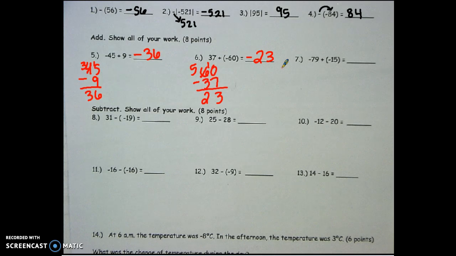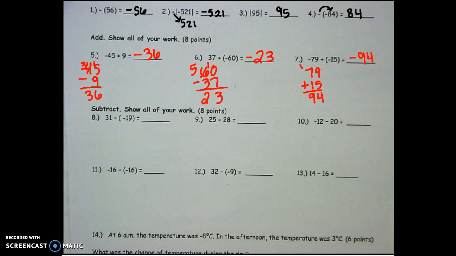For number 7, the signs are the same. Same sign, find the sum. We're going to add. 9 plus 5 is 14. Carry the 1. 7 plus 1 is 8. Plus 1 is 9. They are both negative, so my answer is negative 94.